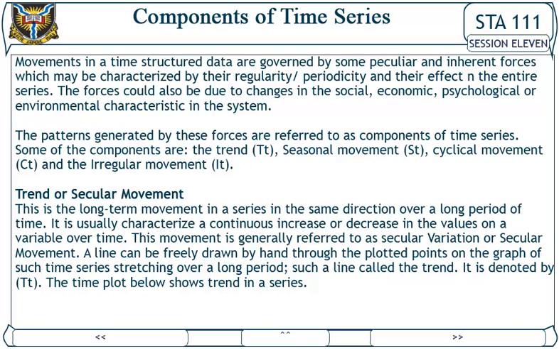Trend or secular movement. This is the long-time movement in a series in the same direction over a long period of time. It is usually characterized by a continuous increase or decrease in the values of a variable over time. This movement is generally referred to as secular variation or secular movement. A line can be freely drawn by hand through the plotted points on the graph of such time series stretching over a long period. Such a line is called a trend. It is denoted by T_t.